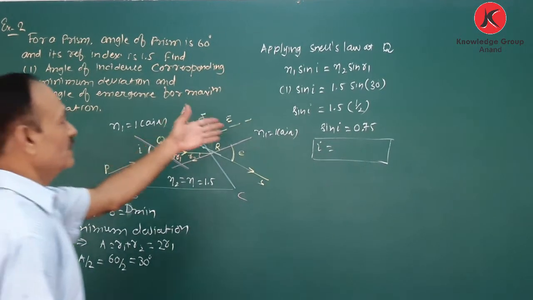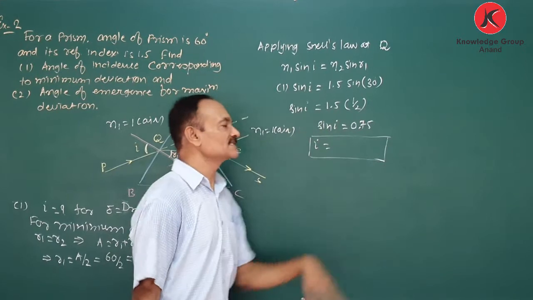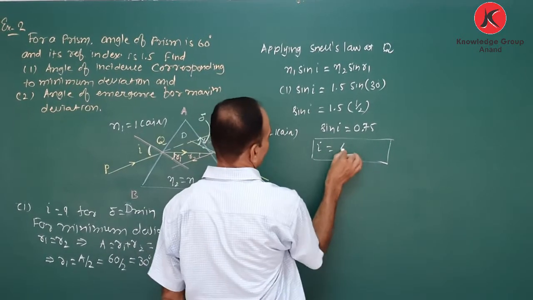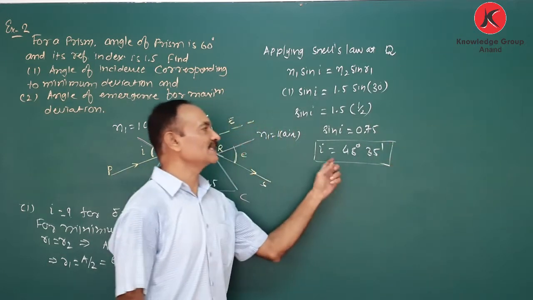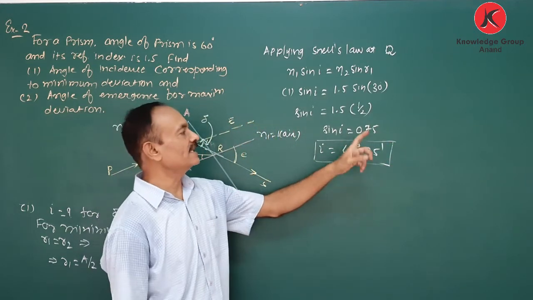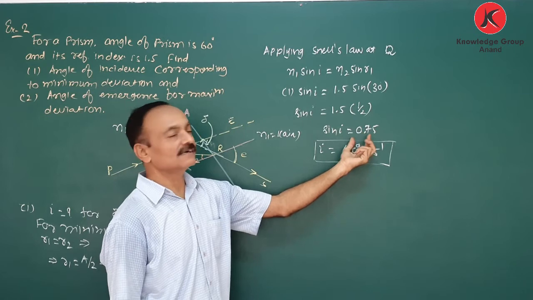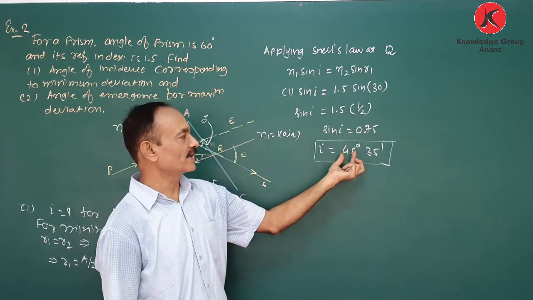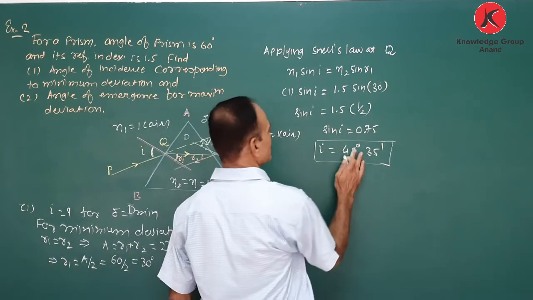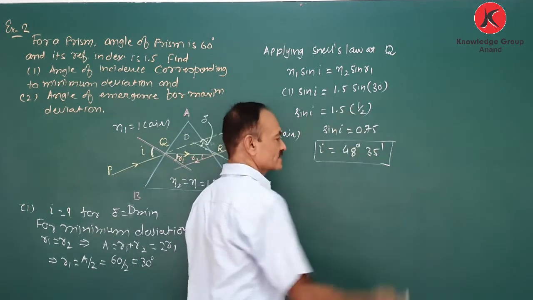Okay, now thus we obtain the value of the angle of incidence as 48 degree 35 minutes. So how do we obtain this value? In natural sine tables, for which angle is this value obtained, 0.75? That means 48 degree and 35 minutes.